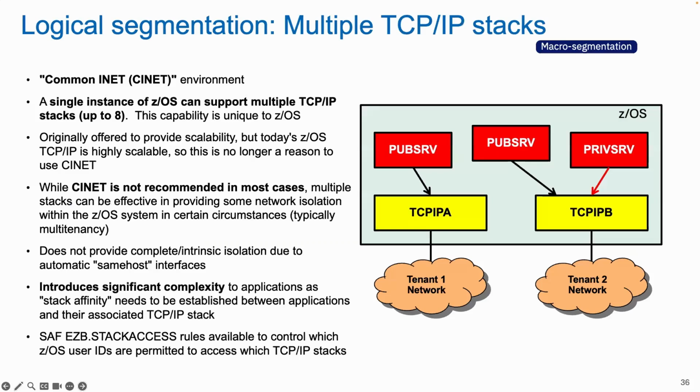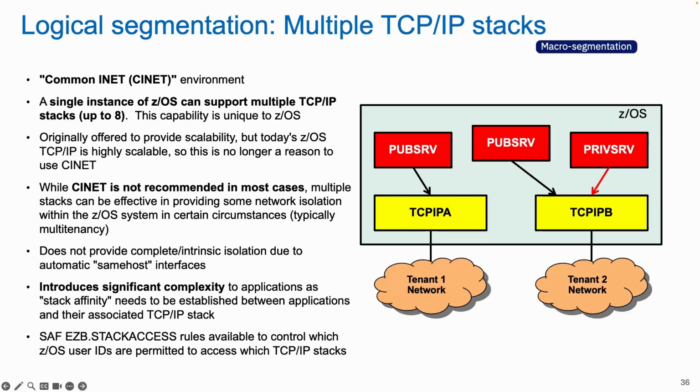The last topic here is related to multiple TCP/IP stacks, and this is again pretty unique to z/OS. We can have up to 8 TCP/IP stacks running on z/OS. This was introduced at the beginning for scalability purposes. That really doesn't apply anymore, and we don't recommend using this. It's just more for awareness here.